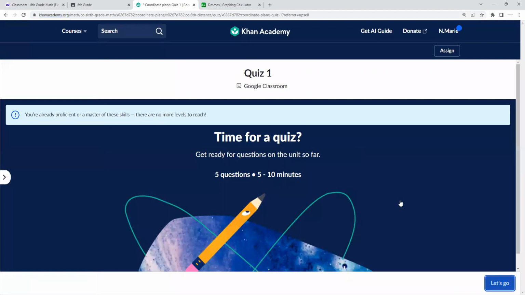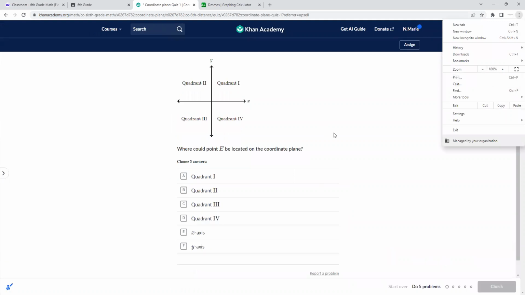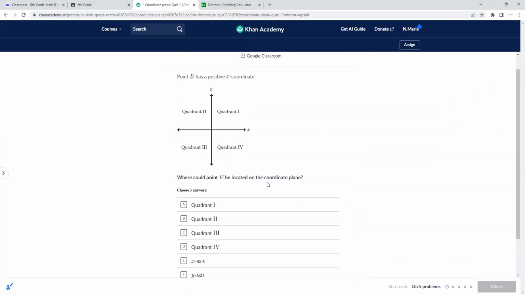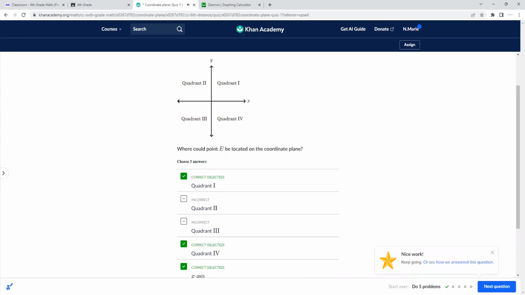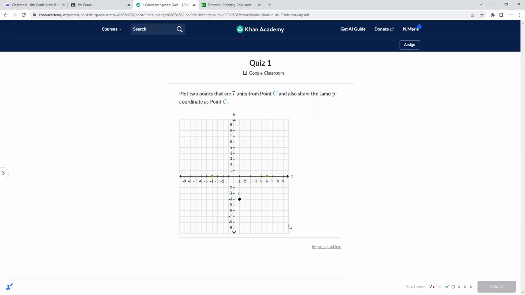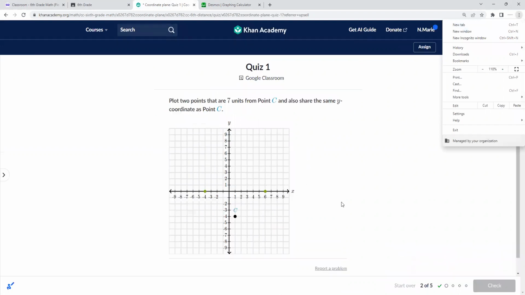Okay, so let's go to quiz 1 here. This is for 6th grade on Khan Academy. So this part of the unit is going to ask you, where is the point? Where could point E be located on the coordinate plane if E has a positive x coordinate? It could be in quadrant 1 or quadrant 4. Or on the x-axis, but over here it's negative on the x-axis. But I guess it could still be on the x-axis over here, which is positive. So that's an option.